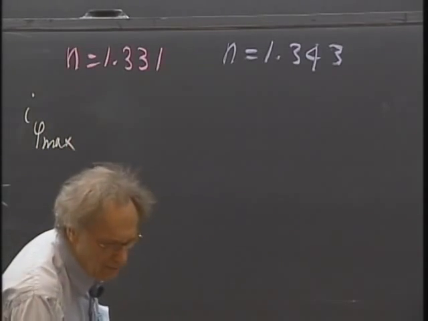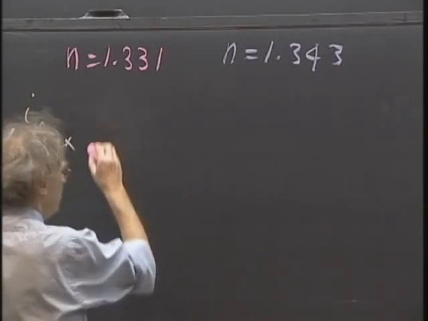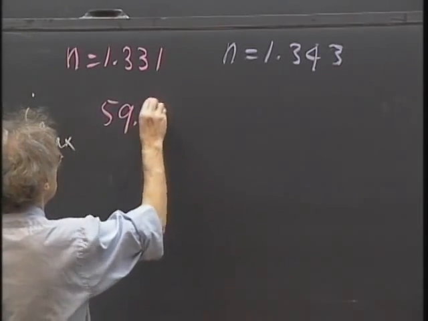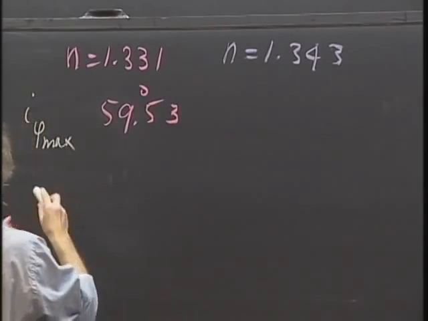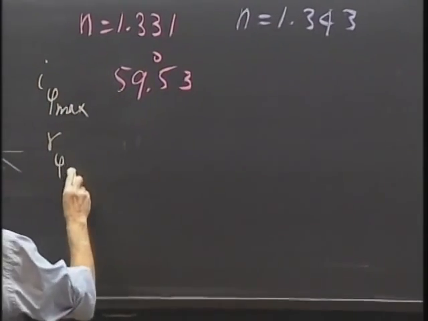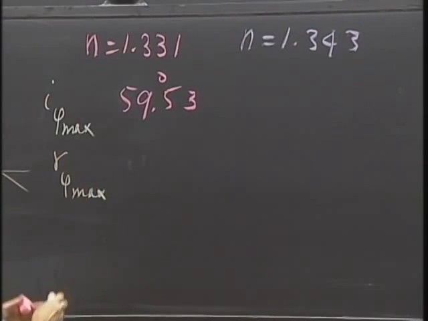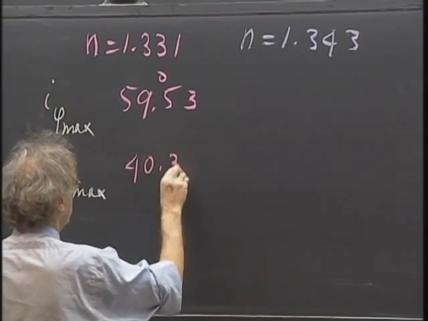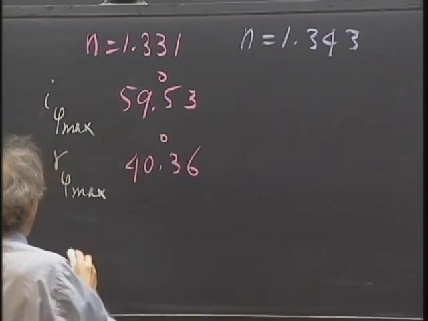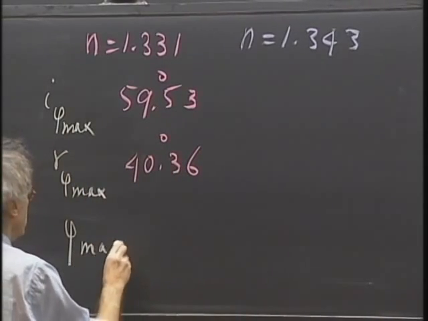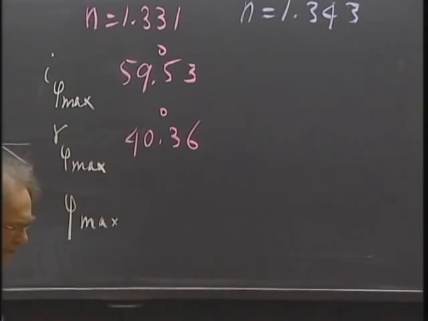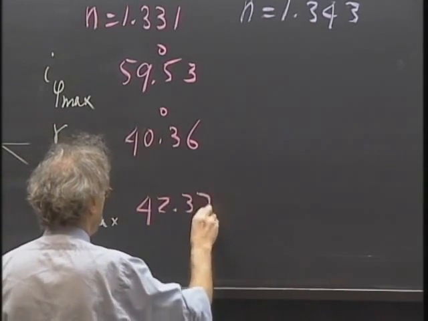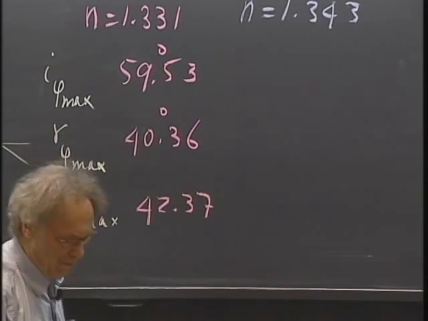And you will find now 59.53. You can now calculate the value for R, for which phi reaches that maximum. You do that using Snell's law. You get 40.36 degrees. And so now you have your goal, which is your phi max value, which is 42.37. And if you want to, you can round all these off, of course.